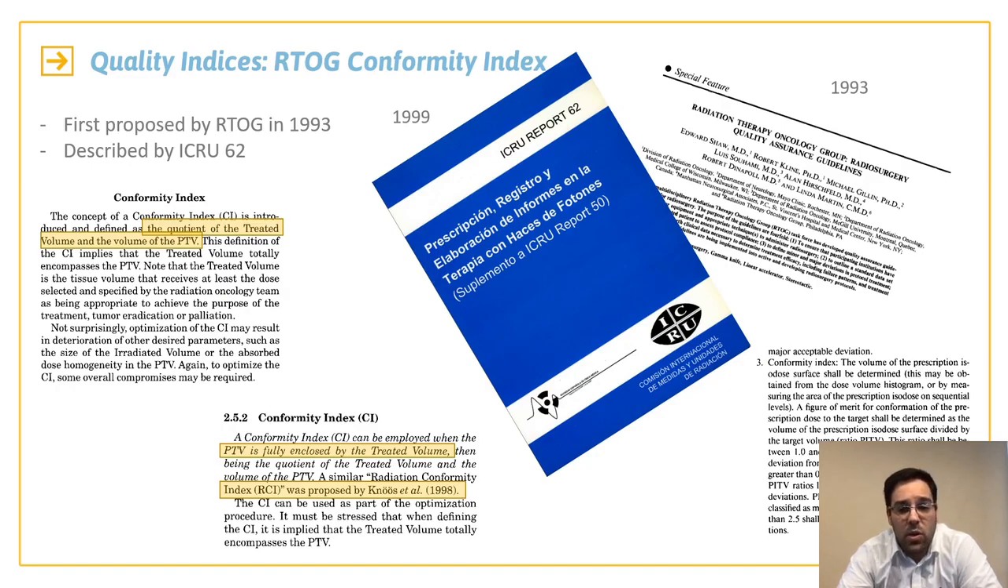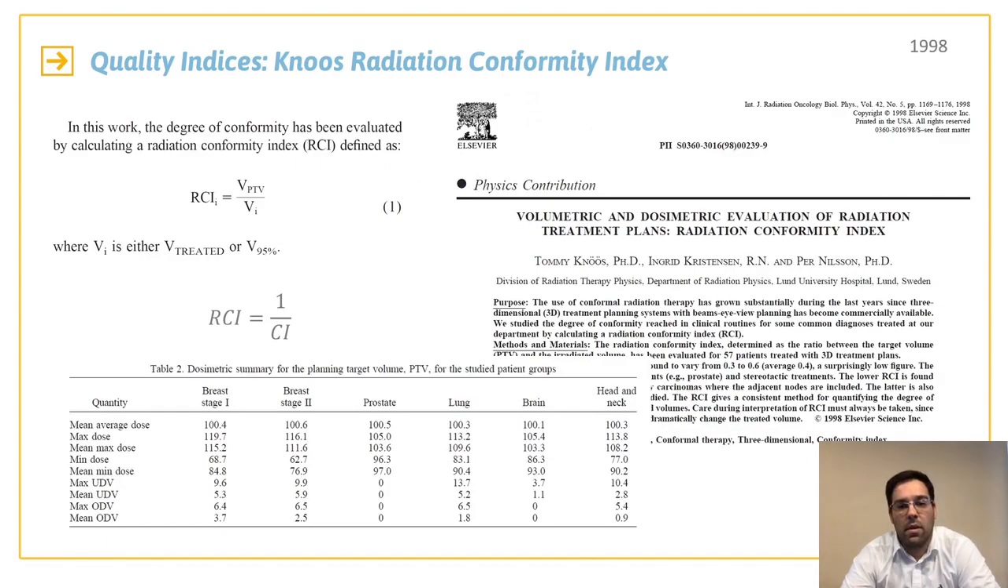Another index was proposed by Knöös, with similitude to the conformity index, that was called the Radiation Conformity Index, which is nothing other than the inverse of the RTOG conformity index.